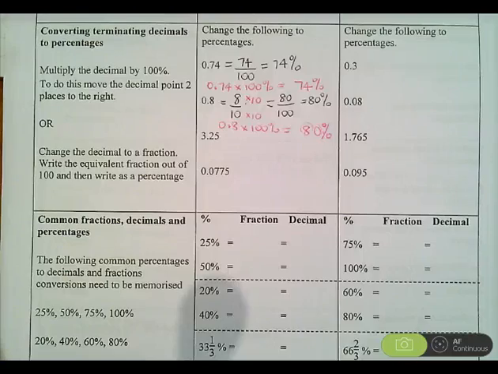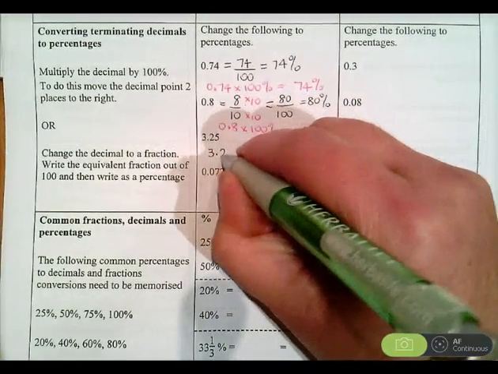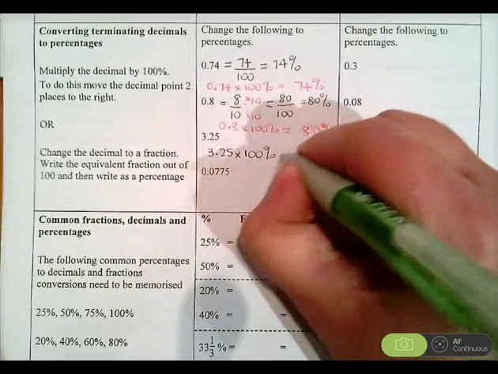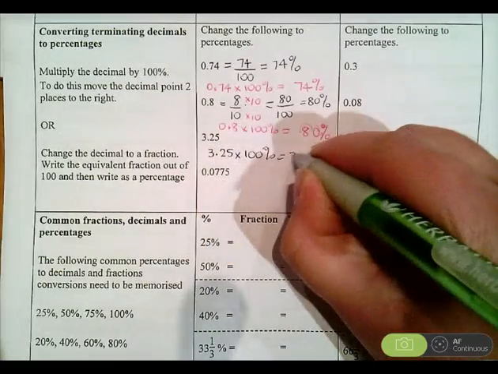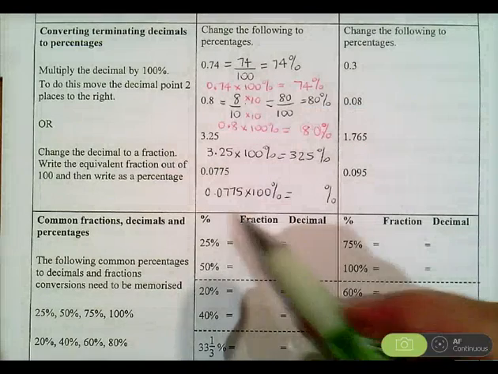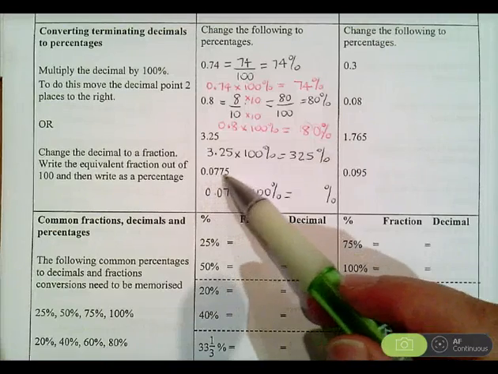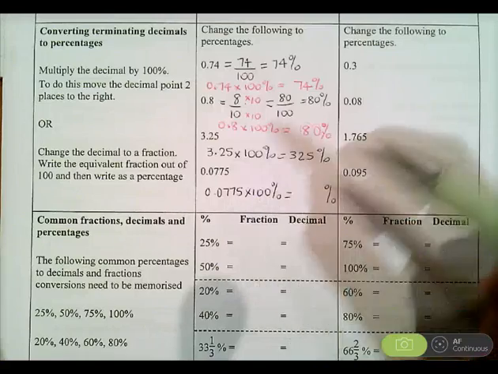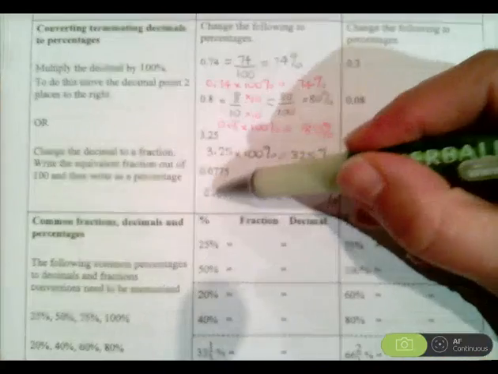Now we're actually going to use that first method I've shown you for these 2 last questions. So 3.25, if you want to convert that to a percentage, you times it by 100. Now 3.25 times 100, move the decimal point 2 places to the right, and you get 325. Okay, now I've already started this last one. So to do 0.0775 times 100, to convert it to a percentage, you times it by 100. At the moment, the decimal point is there before that 0.